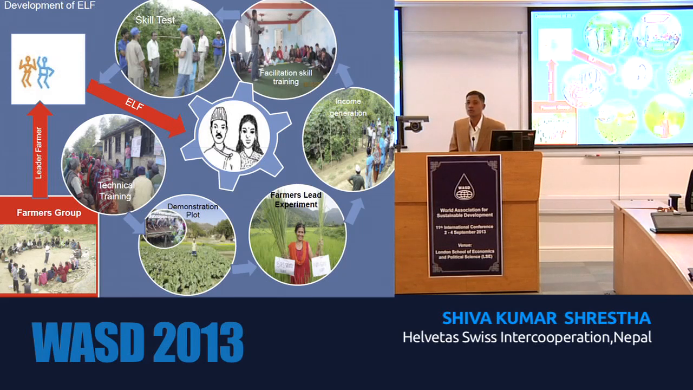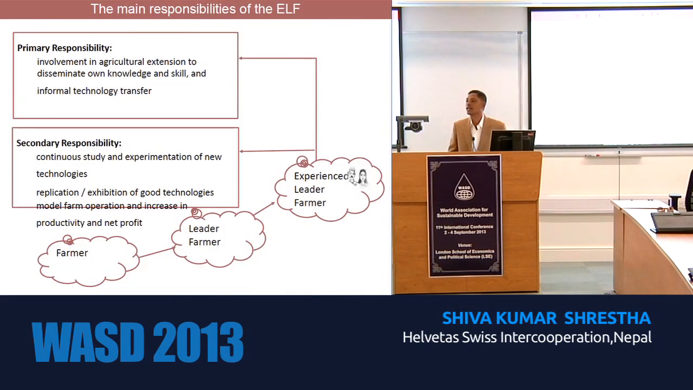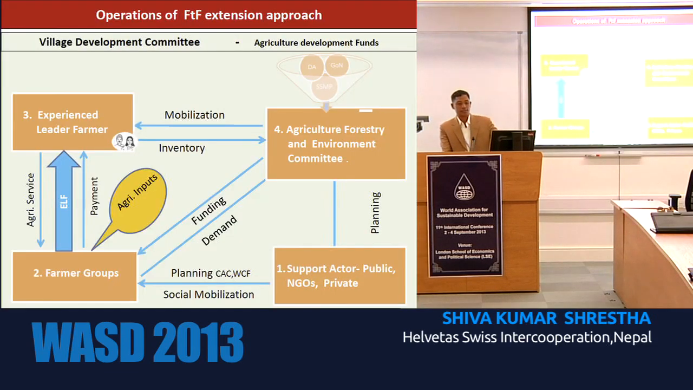And ultimately, they will become experienced leader farmers, and that will fill the gaps of extension agents, and they will perform two responsibilities. One, they will continuously test the different technologies, and once they find it is beneficial, then they will transmit it. And this is the structure.